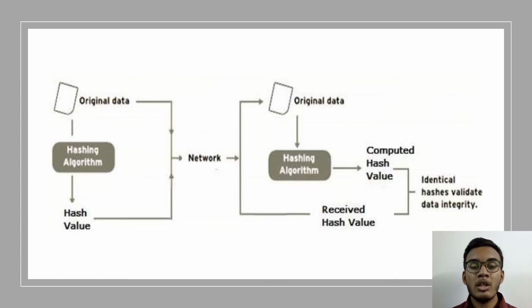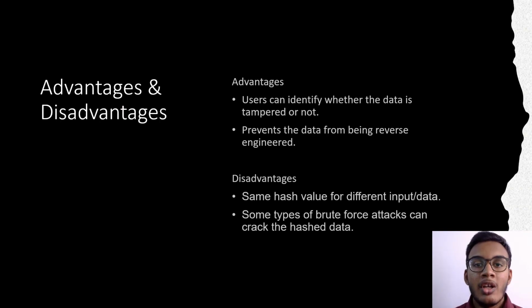Then the receiver compares both the hash values, that is the hash value generated by the receiver itself and the hash value that the sender sends, and checks whether they are identical or not. By this process, we can also observe whether the data during this process is tampered or not.